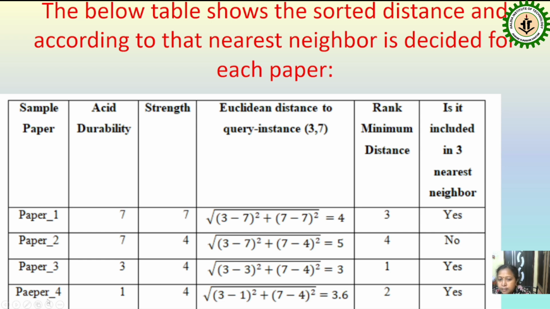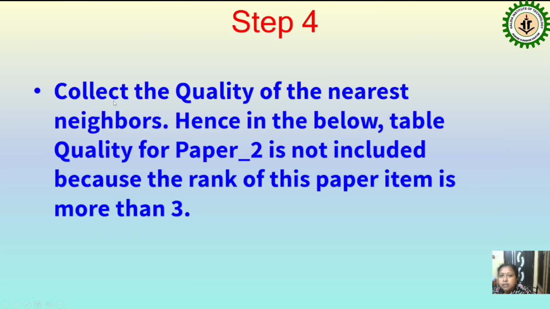Third and fourth also, these data points are included in the 3 nearest neighbors. So we have to consider only the first instance, the third and the fourth instance, and also we have to check the class for these 3 instances. Now step 4, collect the quality of the nearest neighbors. Hence in the below table, the quality for paper 2 is not included because the rank of this paper is more than 3. So it will be excluded.